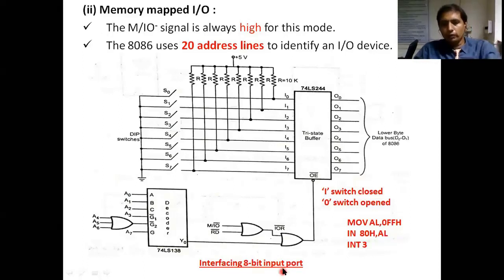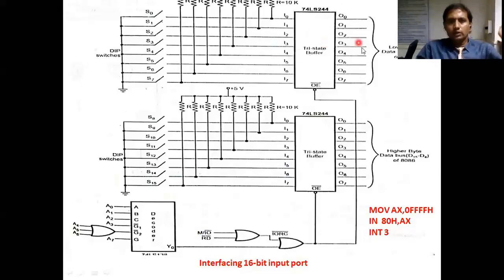If it is a 16-bit input port, what happens? Let us see. At that time we need 2 input ports. In this diagram I am taking 2 buffers, buffer 1 and buffer 2. One buffer receives information from 8 switches, the other buffer receives information from another 8. This buffer sends data to the lower byte of the processor, and this buffer sends data to the higher byte of the processor.